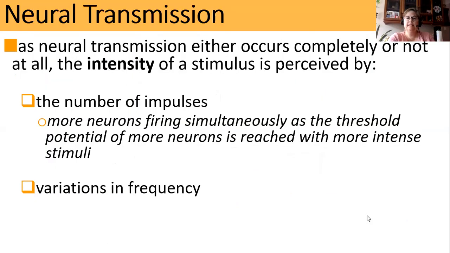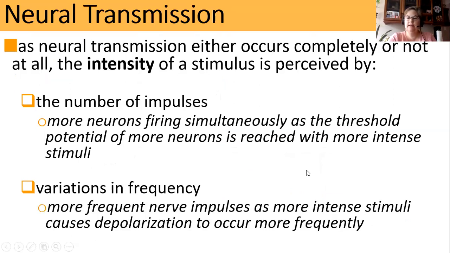The other way we detect intensity is by variations in frequency. Basically what that means is a neuron refires again more quickly. The wave of depolarization still either happens or doesn't happen, and happens at the same speed every time, but how frequently it's re-stimulated increases. And if it re-stimulates more often, that signal is going to go to my brain. This is a more intense stimulus, okay?